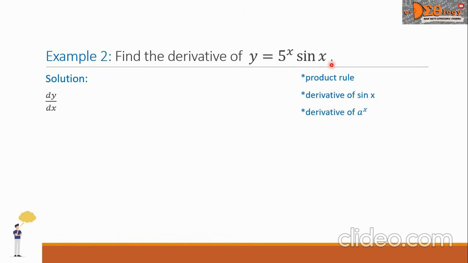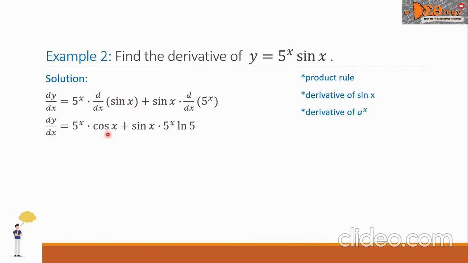So with regard to our product rule, let us now write the derivative. So we have 5 raised to x times d over dx of sine x, plus we copy that sine x times d over dx of 5 raised to x. Let us copy again this line and then let us simplify the respective derivative. So the derivative of sine x will be cosine x. The derivative of 5 raised to x will be 5 raised to x times ln of 5.